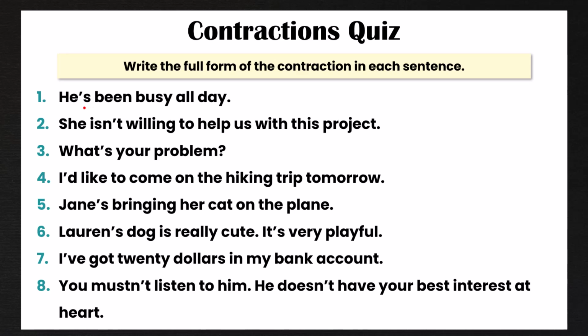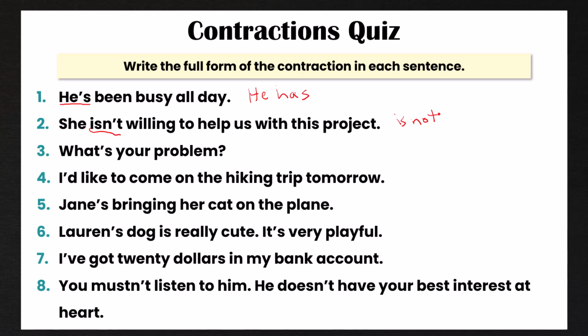So in number 1, we have one contraction, he's. And this is a contraction for he has, not he is. He has been busy all day. This is the present perfect. Number 2, we have the contraction isn't. This is a contraction for is not.